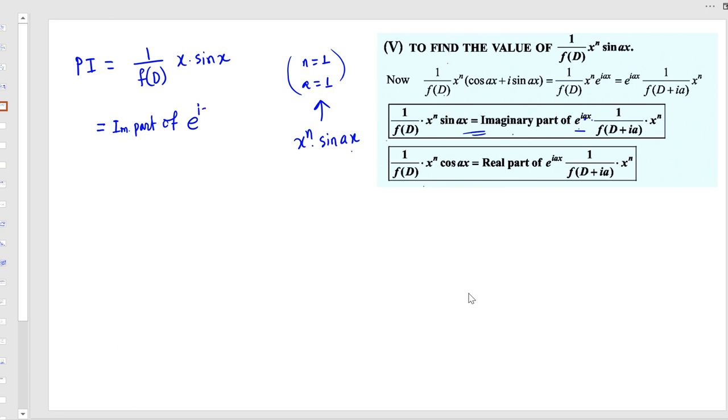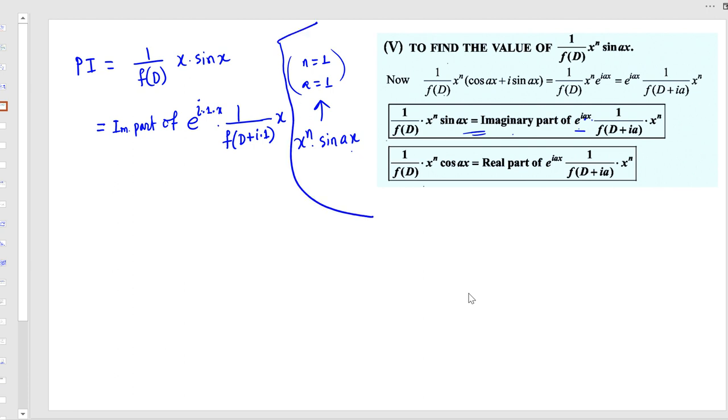so here it is e to the power i into 1 into x, times 1 by f of D plus i a, where a is 1, acting on x, with x to the power n being x to the power 1 here.